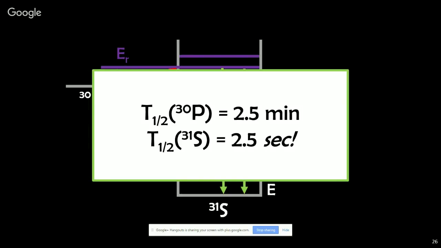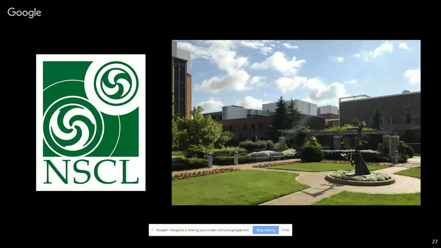You saw yourselves when we were looking at the chart of nuclides, the half-lives of some of those isotopes were very short. The half-life of phosphorus-30 is 2.5 minutes. That's not very fast. And the half-life of sulfur-31 is even less. It's 2.5 seconds. So neither of these nuclei is available for us to just go out on Earth and pick up. We have to make them ourselves, which is what we do here at the lab.